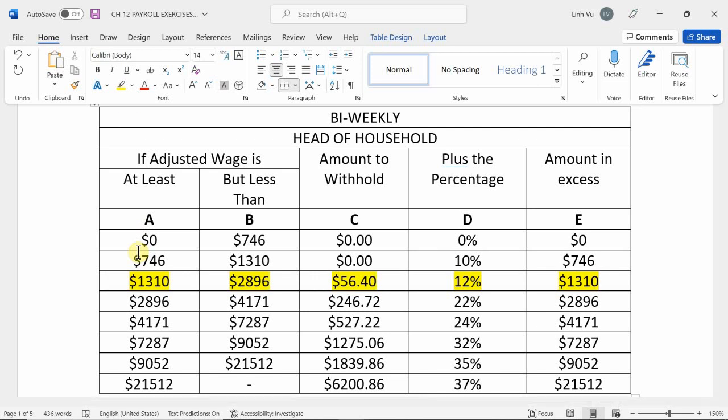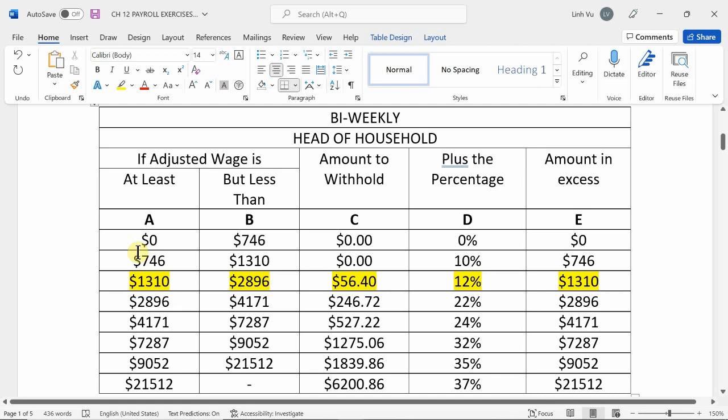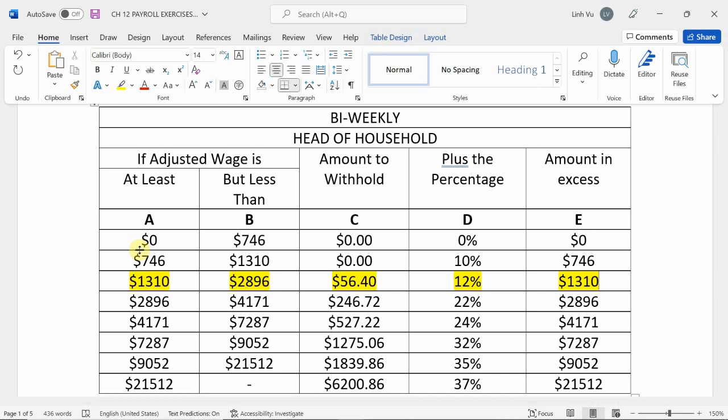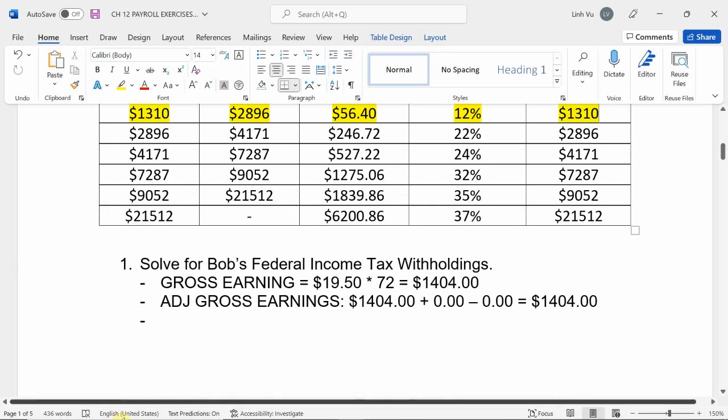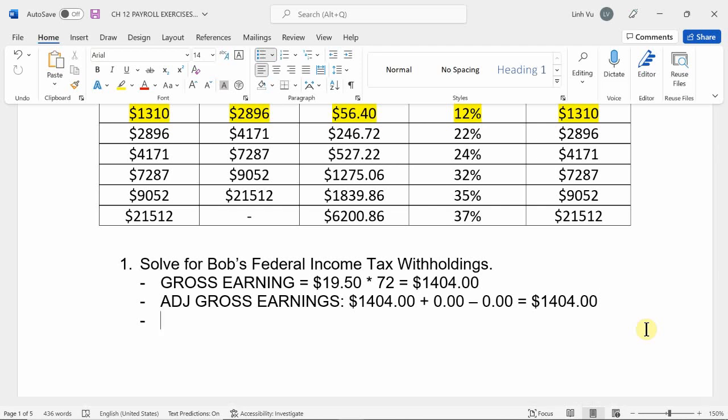Okay? So, how do we read this table? We withhold $56.40 for sure, and then 12% of his adjusted gross income. So we have to take 1310 from the 1404, and then we calculate the 12% on that difference. This is the only amount that you multiply for in excess of. That's what it says at the top.